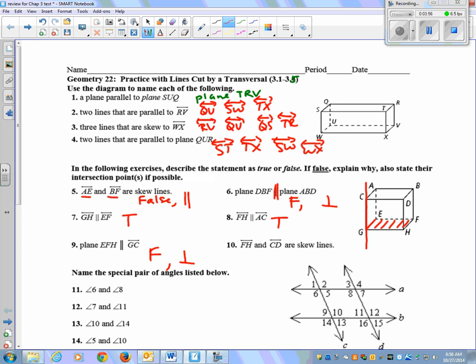FH and CD are skew lines, that's true. It says if false, state their intersection points. So let's go back and see about the intersection points. For number 5, there's no intersection because they're parallel. Number 6, plane DBF and plane ABD, their intersection is going to be this line right here, BD.